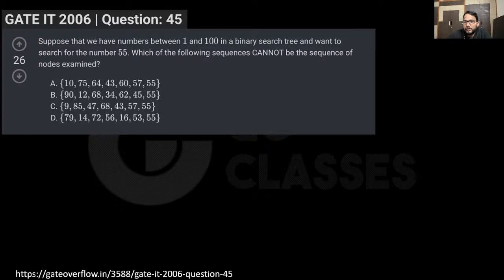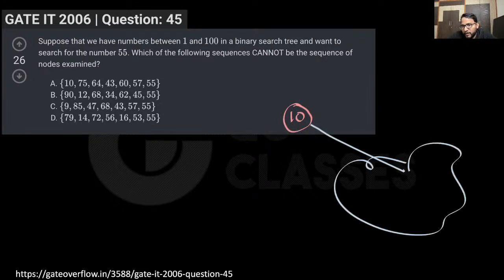I hope the question is clear to everyone. Okay, let me see if there is any doubt. Cool. So if you have numbers 1 to 100, then what will you be doing? You are looking for 55. Let's suppose you encounter 10. There is not an issue. Initially you can encounter 10. Since you are looking for 55, you will go to the right of it, because you are looking for number 55.